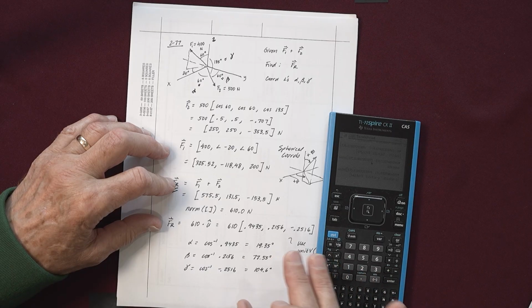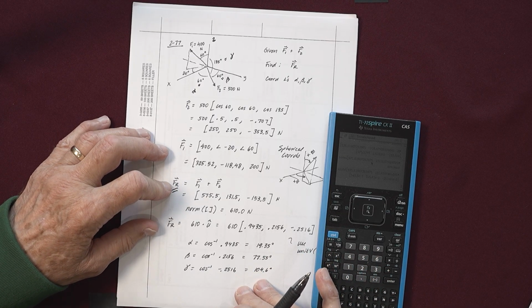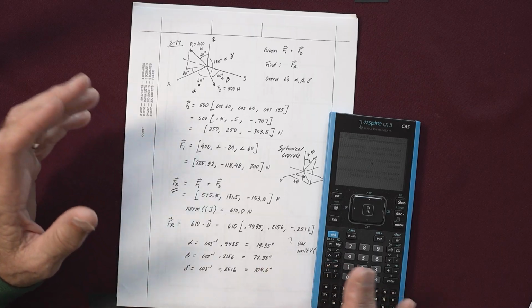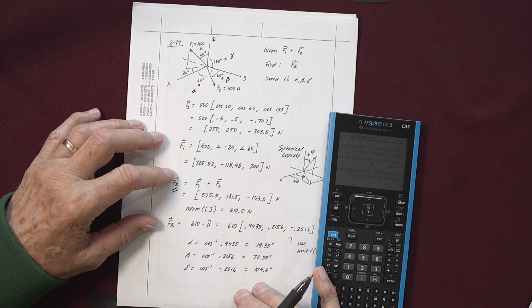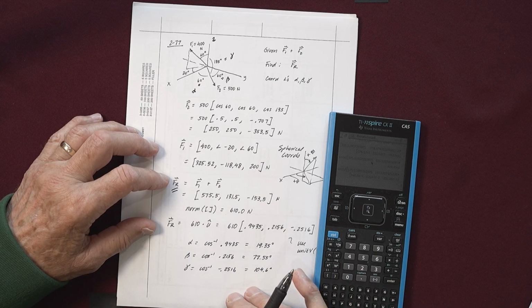And as you can see, doing it with your TI-Nspire calculator or similar makes a huge difference. Huge difference. It's just faster. It's easier. You can enter the vectors just the way you're given. And so they're super easy.